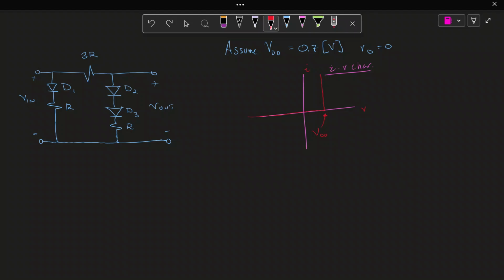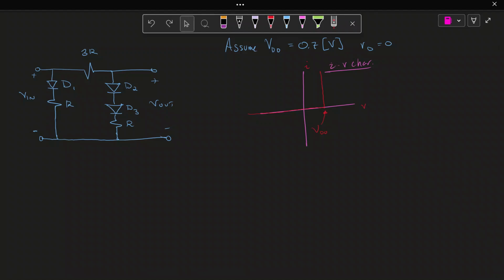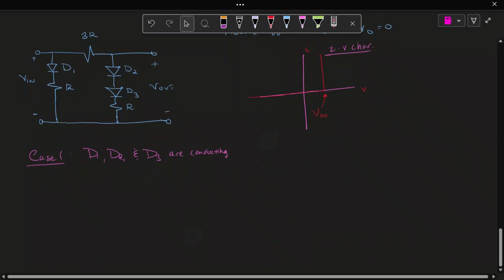Now, what that means for us, I'm going to try and take this as easily and understandably as possible, because this is our first introduction to semiconductors. What we have to do is assume that D2 and D3 are first conducting. So this is case 1: let's say D1, D2, and D3 are conducting, so they all have a voltage drop of 0.7 volts across them.